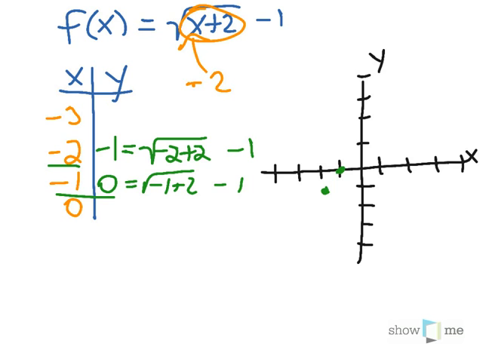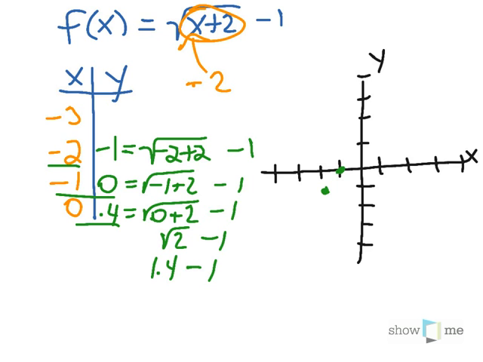Let's plug in 0. So if I plug in 0, I get the square root of 0 plus 2 minus 1. That's the square root of 2 minus 1. And the square root of 2 is like 1.4 something. It keeps on going. So let's just round it off a little bit. Say 1.4 minus 1, which would be 0.4. So I'm going to graph 0 and 0.4, which is going to end up somewhere in this range.